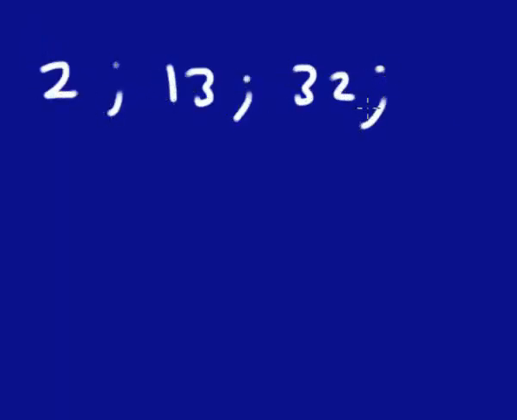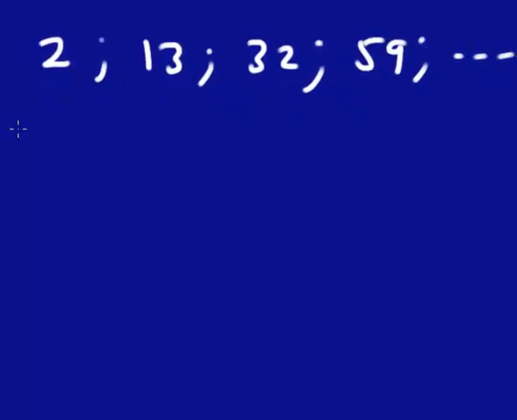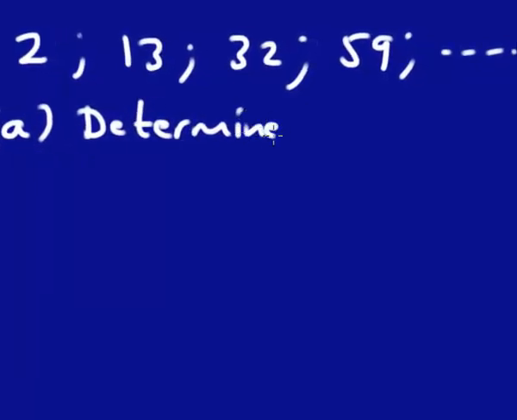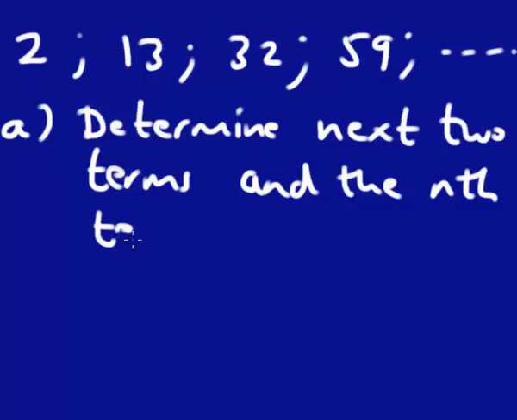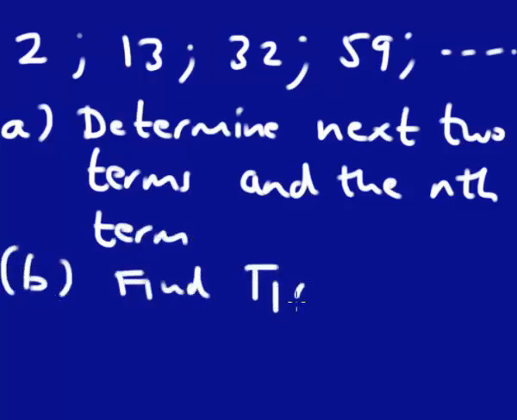So here's example 2. I'm going to give you this number pattern: 2, 13, 32, 59, going on. Number one, I want you to determine the next two terms and the nth term, the general term. And then B, I want you to determine the 160th term of that number pattern.